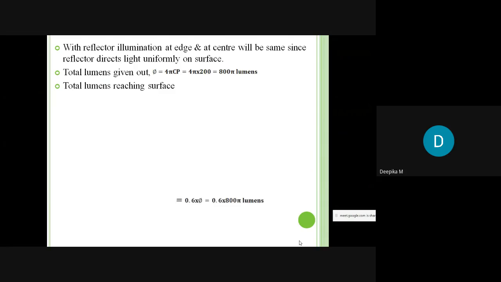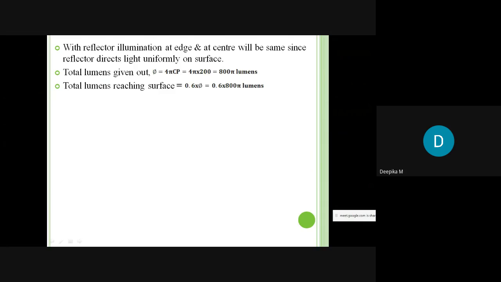So the total lumens reaching on the surface is nothing but 0.6 into 800 pi. Why have we written it like this? Because only 60% of the light is reaching the surface, and the remaining 40% will be absorbed by the reflector. So you can see here, this is the total lumens given out by the lamp, but the amount reaching the surface is only 60%. This is given in the problem, and only 60% will be directed towards the surface, hence the 40% will be absorbed by the reflector.